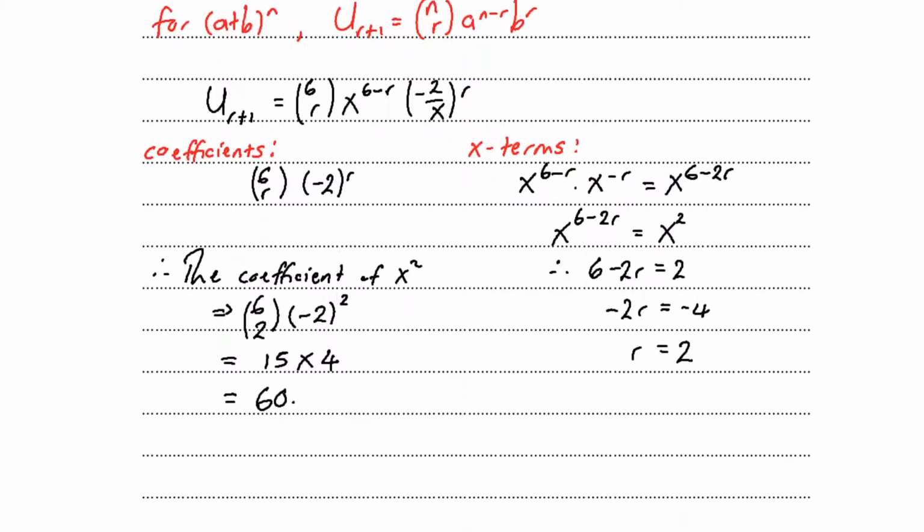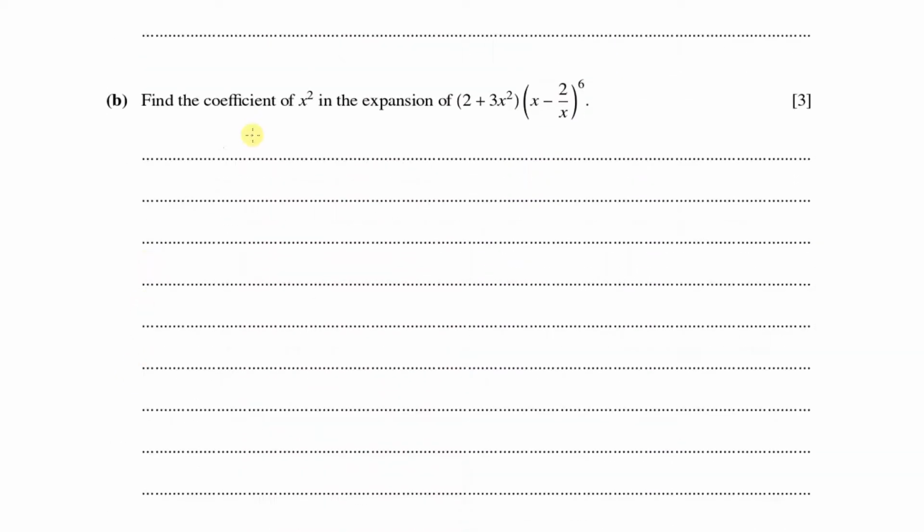Let's scroll down to part B. Find the coefficient of x squared in the expansion of (2 plus 3x squared) times (x minus 2 over x) to the power of 6. Now, we are multiplying two brackets here, and we know that in our process of multiplying, 2 is going to multiply the second bracket, and from there, we should get a term in x squared. So what kind of term should 2 multiply in the second bracket to give us a term in x squared? It should be a term in x squared. So it's 2 times a term in x squared.